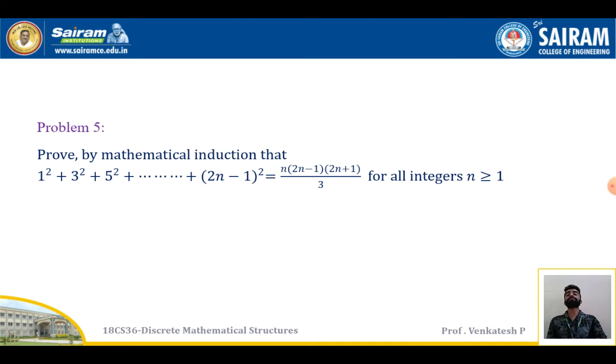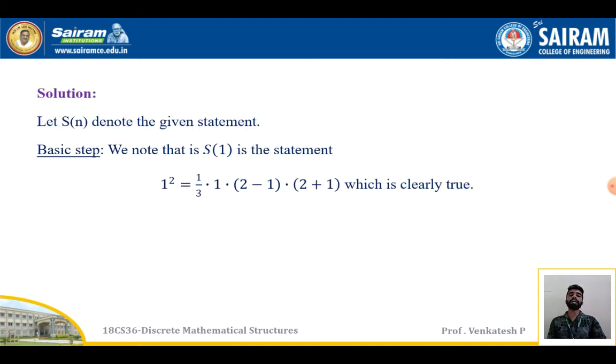One more example: prove by mathematical induction that 1 square plus 3 square plus 5 square and so on plus (2n minus 1) whole square is equal to n(2n minus 1)(2n plus 1) by 3, for all integers n greater than or equal to 1. So same thing here also.